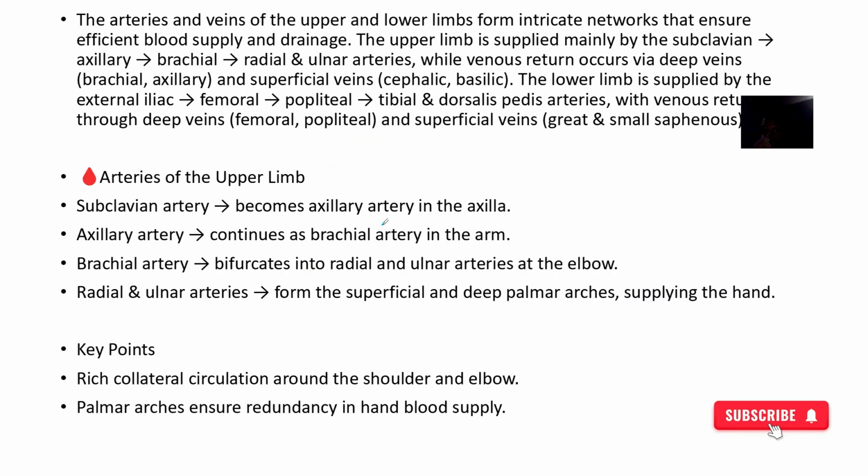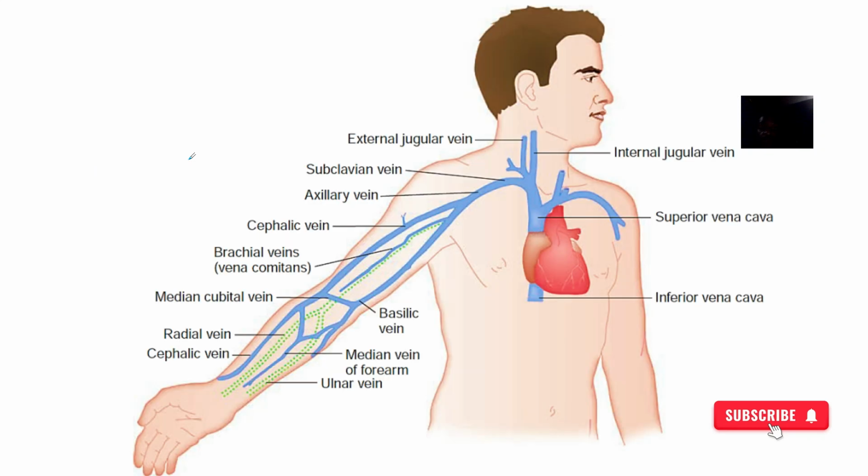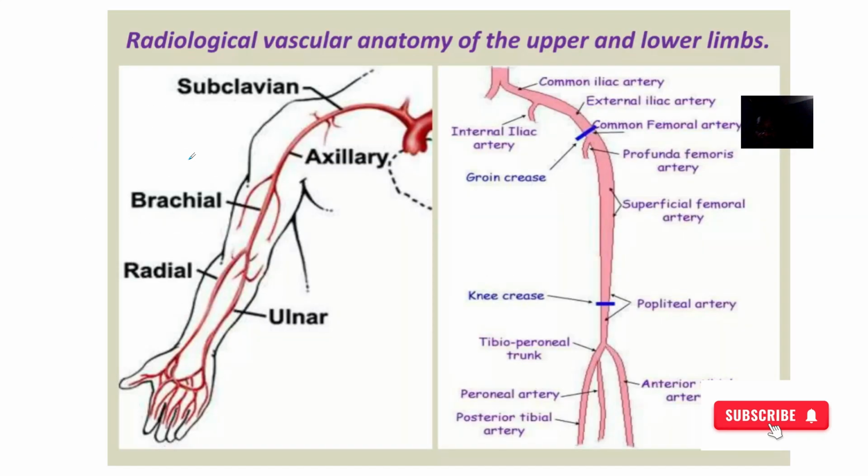So arteries and veins of the upper limb and the lower limb, just so you know, they actually form intricate networks that ensure that blood supply and taking bad blood away is efficient. Okay, so let's move. We'll start with the arteries of the upper limb. When we're done with them, we'll look at the veins of the upper limb. When we're done with them, we'll also look at the arteries of the lower limb, then also the veins of the lower limb.